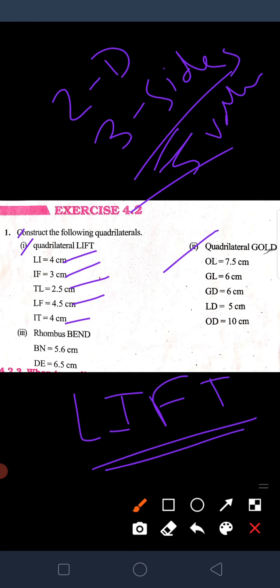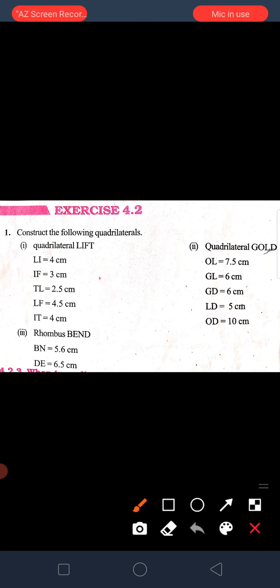Similarly, the second question, again a quadrilateral, GOLD. In the GOLD quadrilateral also 1, 2, 3, 4, 5 values are given, meaning three sides and two diagonals. So it is based on construction 2 and the second case, and using that case we construct it. So here we use construction 2 steps.